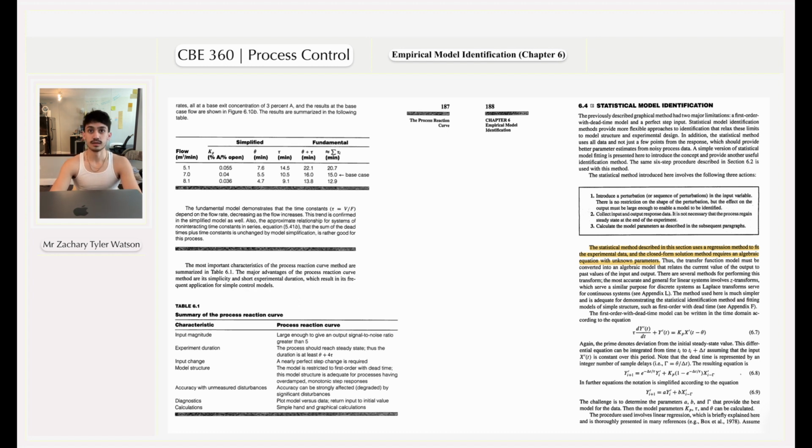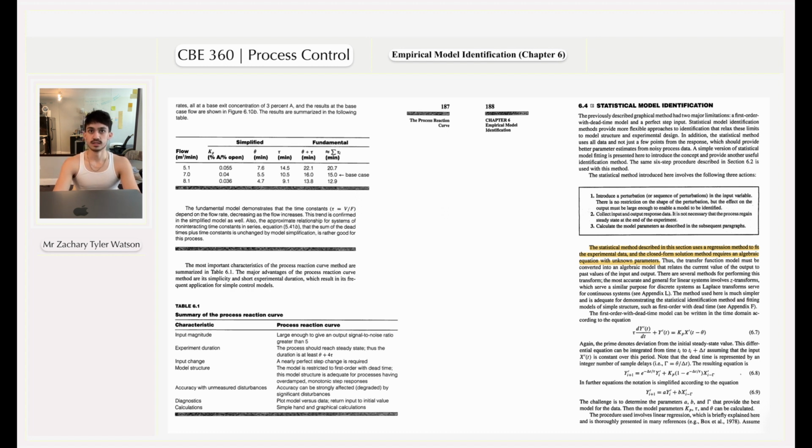That's just simple. I mean, that's high school, that's almost middle school knowledge now. This trend is confirmed in the simplified model as well. Also, the approximate relationship for systems of non-interacting time constants in series, equation 5.41b, that the sum of the dead times plus time constants is unchanged by model simplification, is rather good for this process.